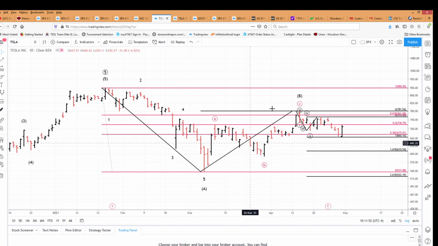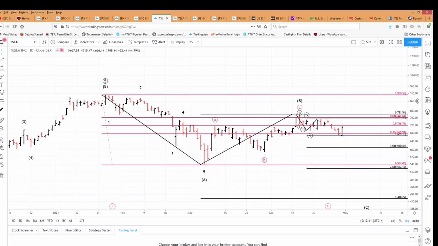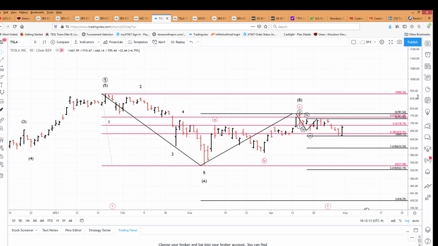So, and you can see that ABC correction here, and here we're looking at what's going on from the 14th high and what's going on from the 22nd high, okay? You can see our target from this high. This is A down, this is B up, C down will equal A at 418. Got it there.